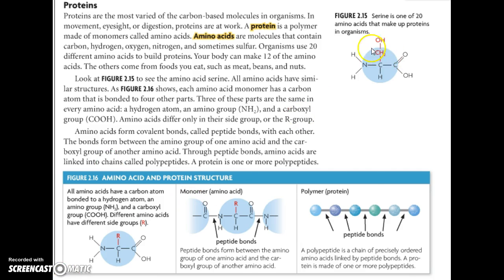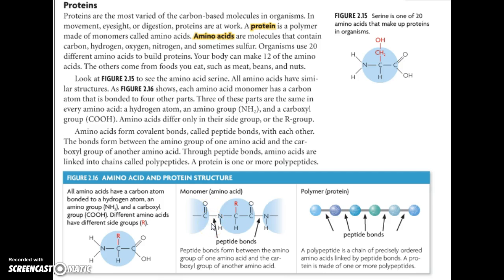So amino acids are monomers, and we know that monomers build polymers. So let's see how amino acids build polymers, or in this case, proteins. That's what they build. They form peptide bonds between two amino acids. We can see this image here shows a little bit closer view of the amino group NH2. Looks like the H group was cut off.